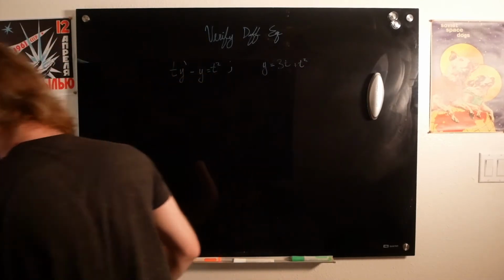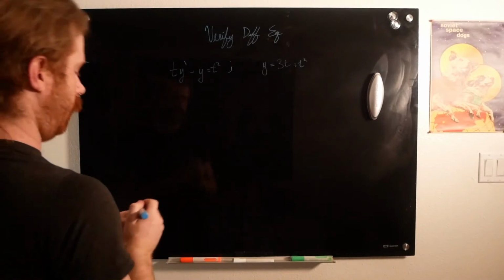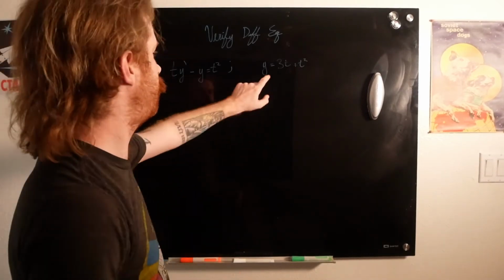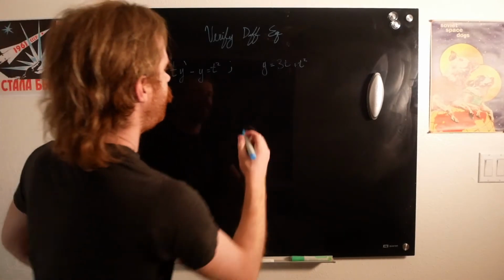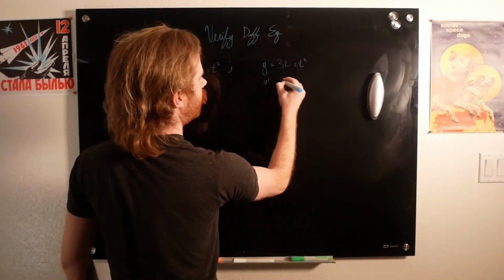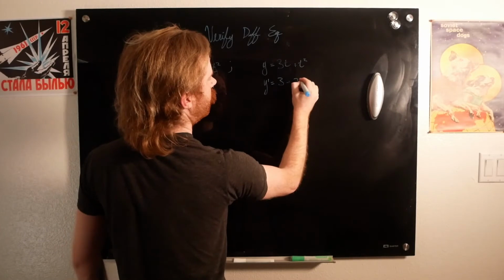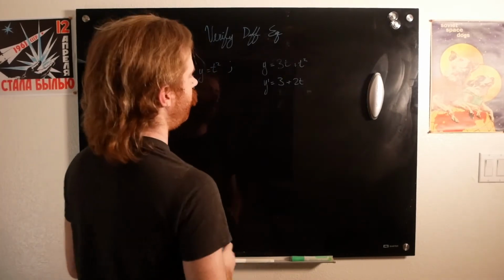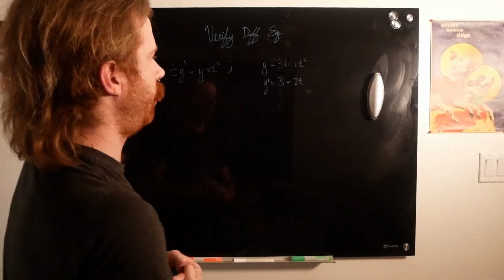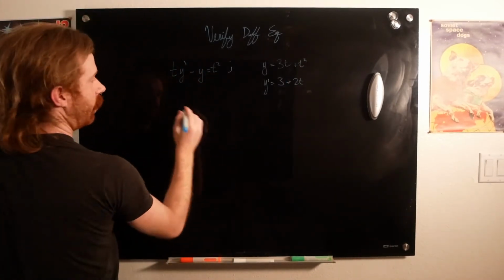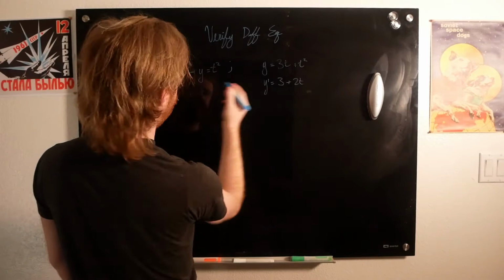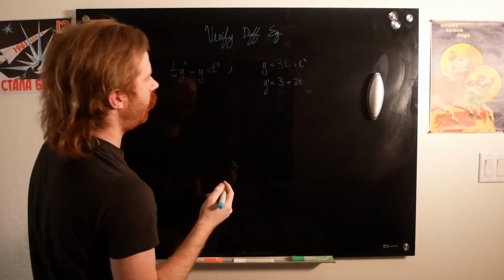Okay, so it's giving us just one equation this time, just y. So let's go ahead and take the derivative of this. So y prime is going to equal 3 plus 2t, right? Because the derivative of 3t is just 3. The derivative of t squared is 2t. So now we're going to plug this in right here and this in right here, right? See if that equals t squared.